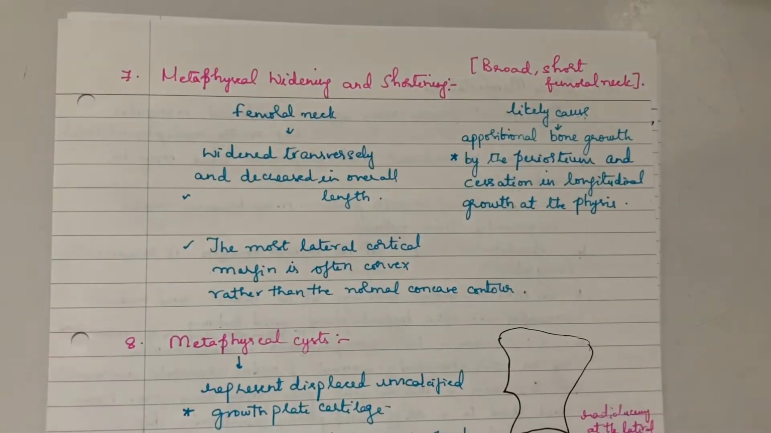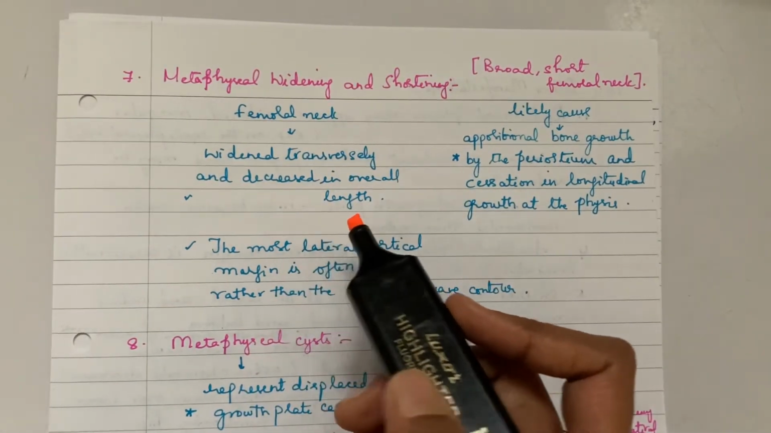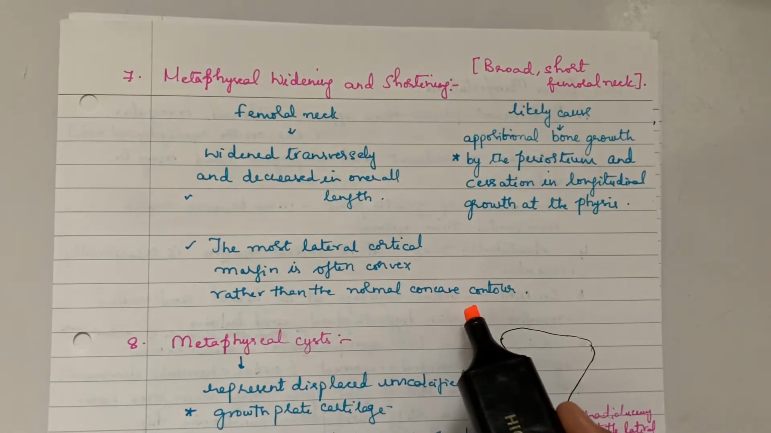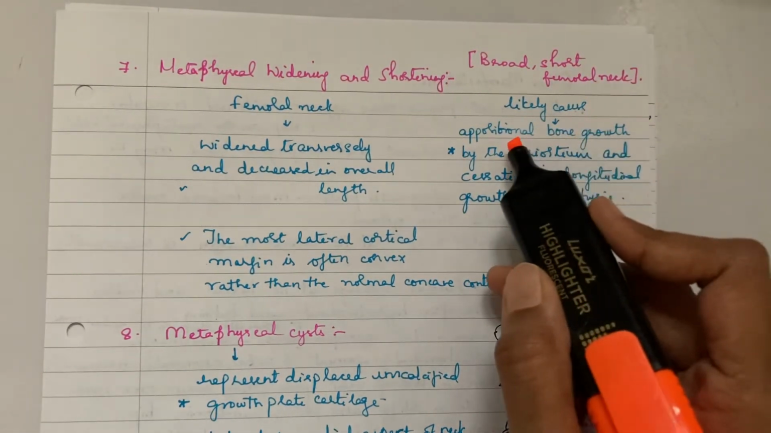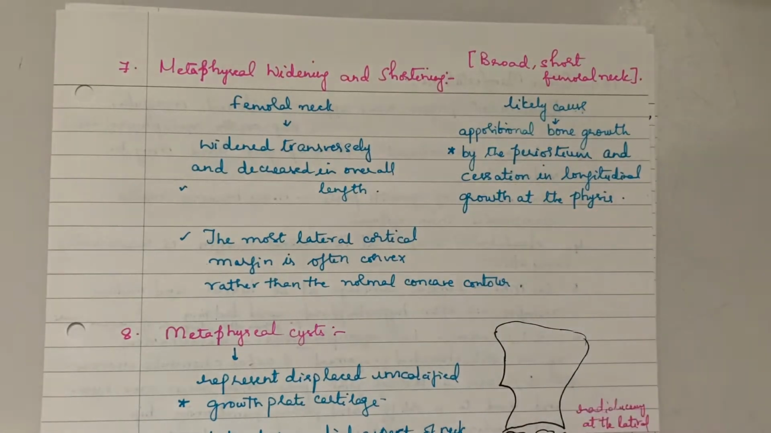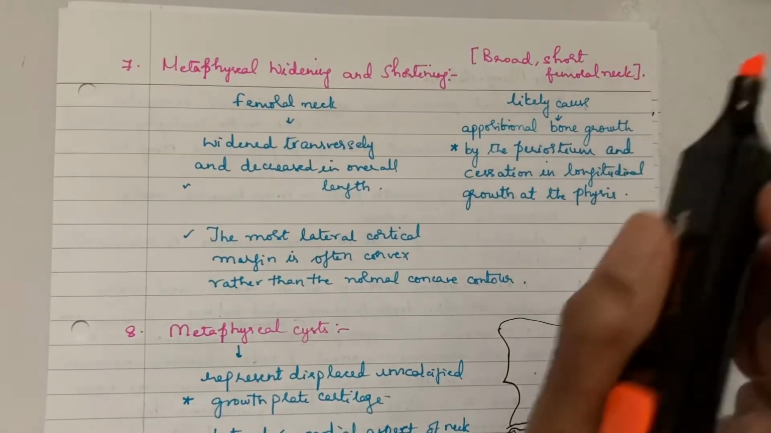Then coming to metaphyseal widening and shortening. The femoral neck is widened transversely and decreased in overall length. The most lateral cortical margin is often convex rather than the normal concave. A broad, short femoral neck is likely caused by appositional bone growth by the periosteum and cessation of longitudinal growth by the physis. Obviously, no blood supply, longitudinal growth will not be there. There will be bone growth by the periosteum, so it will be widened. So a broad, short femoral neck will be there.